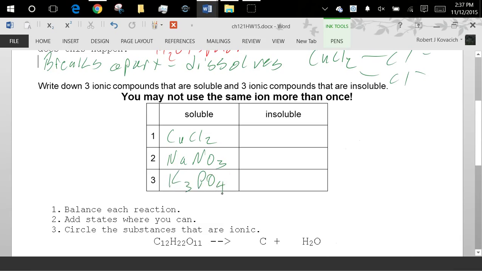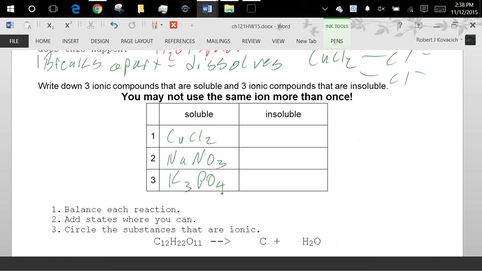So why is the first one we wrote down, the copper 2 chloride, why is that one soluble? Because of the chloride. There isn't a copper rule, and the chloride rule says they're soluble, so it's soluble. Why is the sodium nitrate soluble? Sodium's a group 1A metal, and nitrates are soluble. So this compound is very soluble. And why is the potassium phosphate soluble? Potassium's first column, group 1 metal, so it's soluble regardless of what it's connected to.